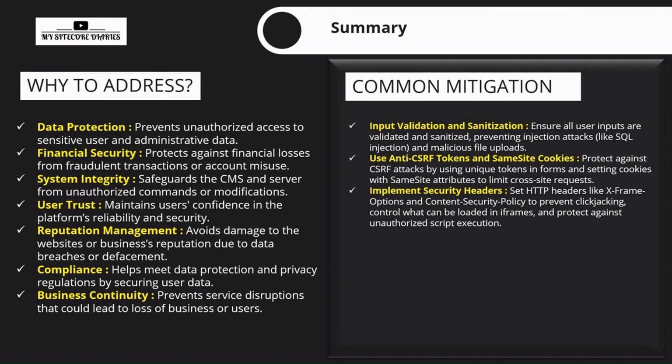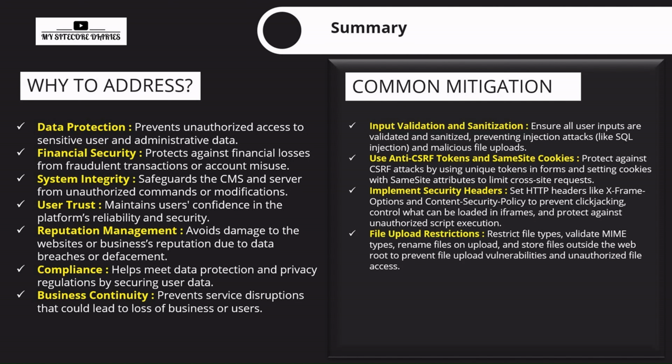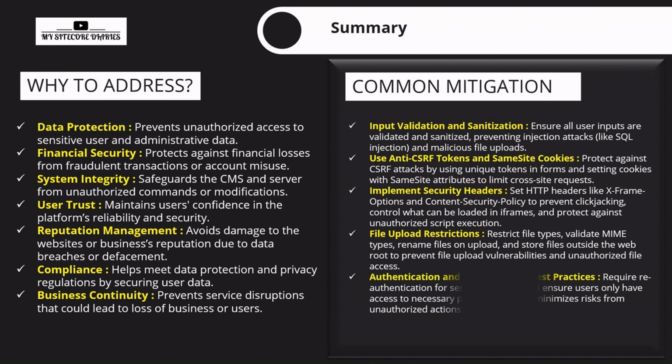Implement security headers. Set HTTP headers like X-Frame-Options and Content-Security-Policy to prevent clickjacking, control where pages can be loaded in an iframe, and protect against unauthorized script execution. File upload restrictions. We have seen there are two threats where file upload is directly in question. So restrict file types, validate MIME types, rename files on upload, and store files outside the web root to prevent file upload vulnerabilities and unauthorized file access.